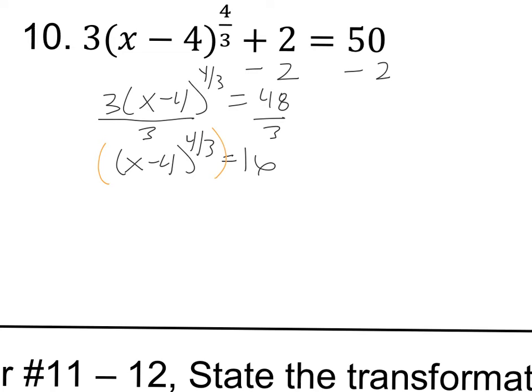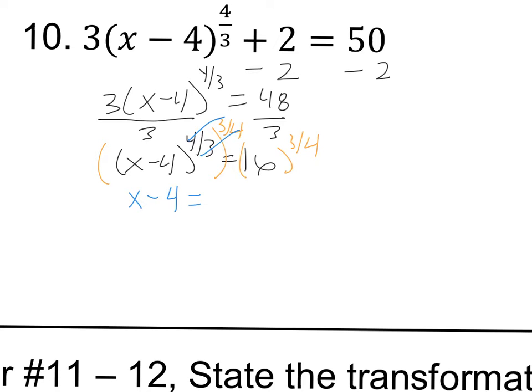Power to a power, you multiply. So I want to have my power be 3/4. Again, the reciprocal. Whatever you do to one side, you have to do to the other. So these two cancel each other out because it's multiplying. So I just have x minus 4 here.